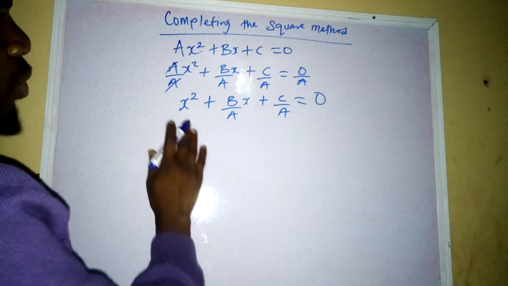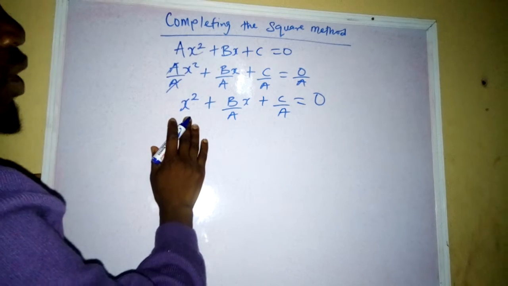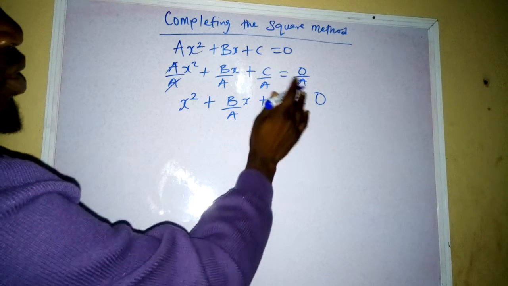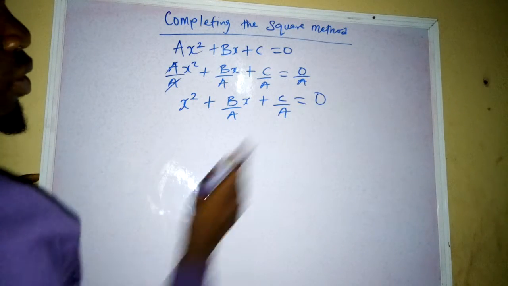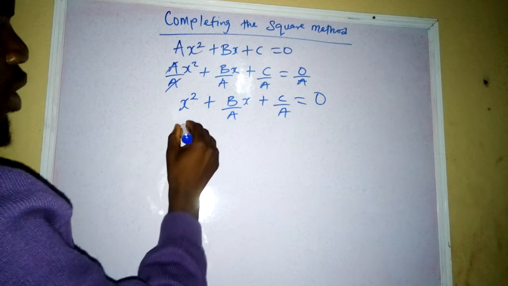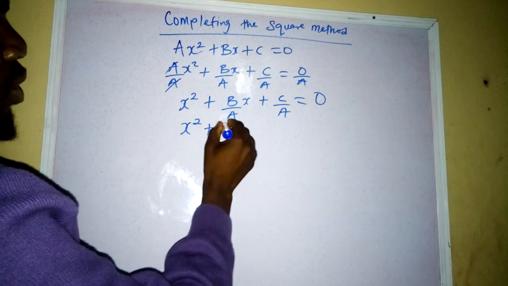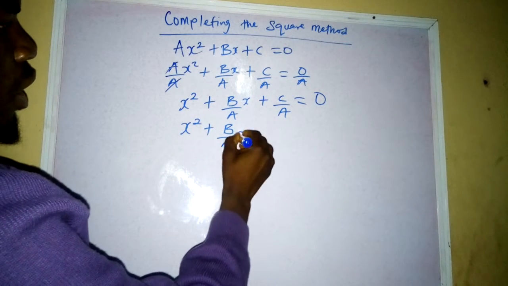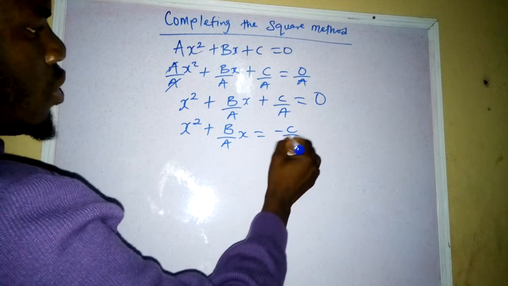So once we're able to make the coefficient of x squared 1, the next step is to shift this constant to the other side of the equation, so that we have x squared plus b all over a x equals negative c all over a.